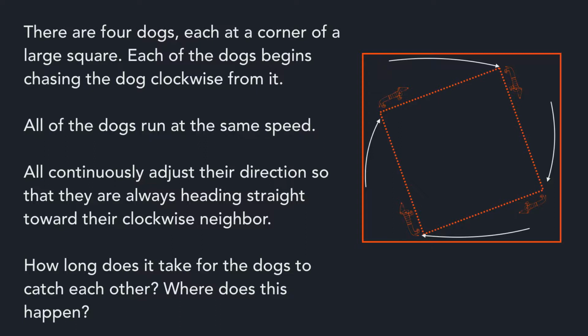How long does it take for the dogs to catch each other? Where does this happen? Let us try to visualize the puzzle and draw a square. To be clear, all four dogs move with constant speed, that is, dog 1 approaches dog 2 with the same speed as dog 2 approaches dog 3. Instead of dogs, we will place a circle at each corner and make a first step.